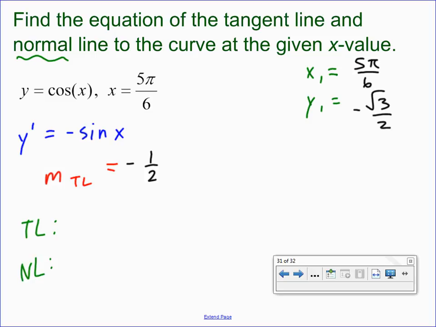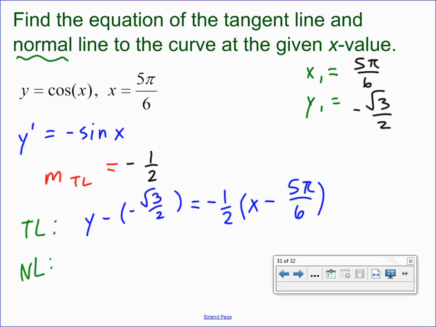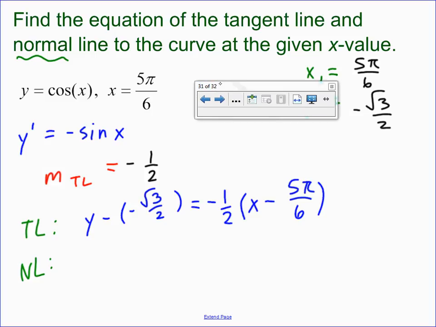Tangent line will be y minus negative root 3 over 2 equals negative 1/2 times quantity x minus 5 pi over 6. Normal line will be y minus negative root 3 over 2 equals question mark times x minus 5 pi over 6.